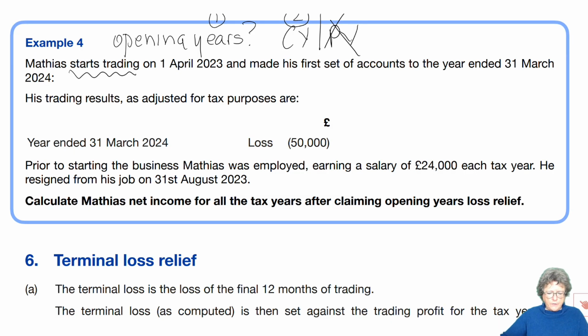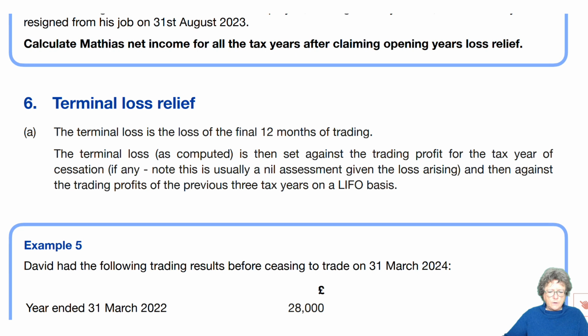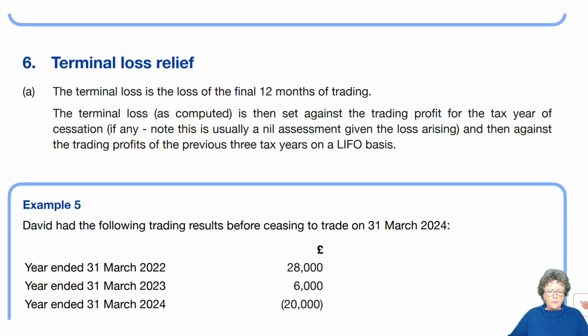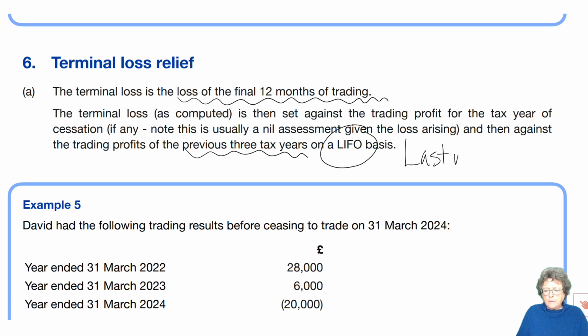So the final part of this chapter is terminal loss relief. This is the relief at the end of a business if there is a loss in the final 12 months of trade. The terminal loss is then set off against the trade profits for the year of cessation, and then against trade profit for the previous 3 years, same as the opening years. However, it's on a last in, first out basis.